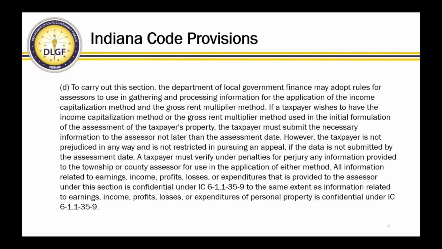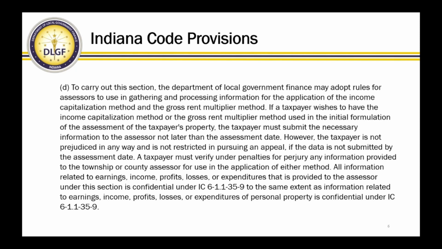The legislation gives the department the ability to adopt rules. And one of the key things is, if a taxpayer wishes to have the income capitalization approach used, the taxpayer must submit the necessary income and expense information to the assessor not later than the assessment date. The key here is, however, that the taxpayer is not prejudiced in any way and is not restricted in pursuing an appeal if they do not submit the data by the assessment date.